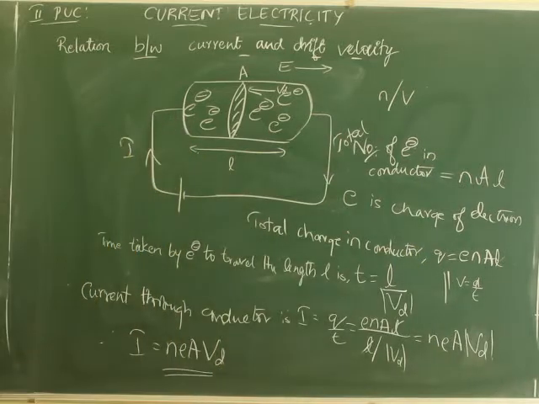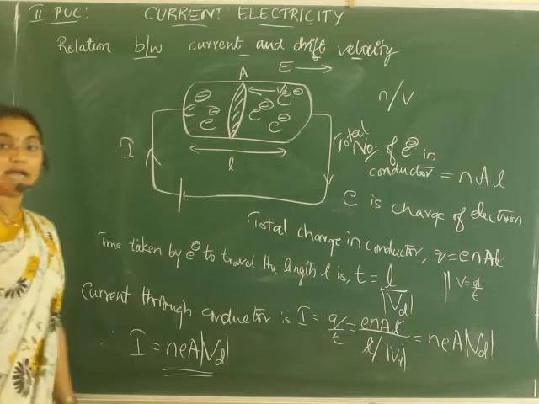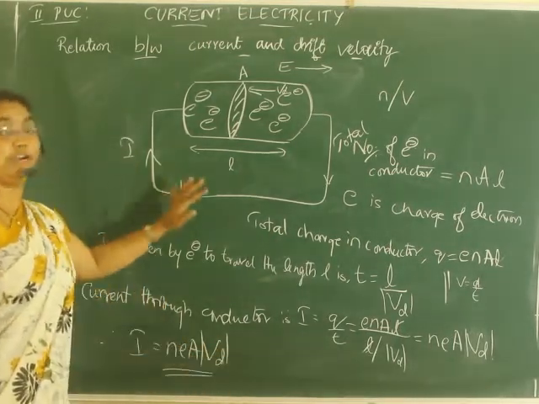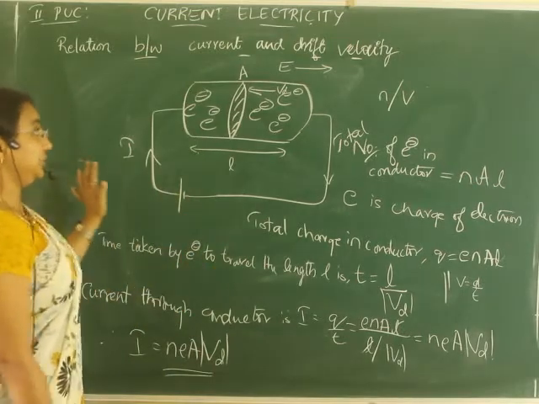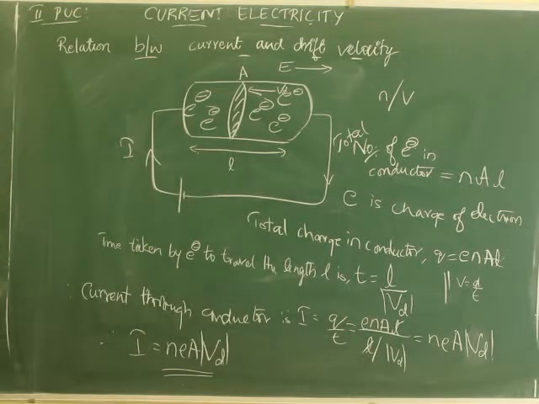I = neAVd. Any doubts? Understood? Very easy and important for 3 marks. This is the relationship between current and drift velocity. Very, very important.